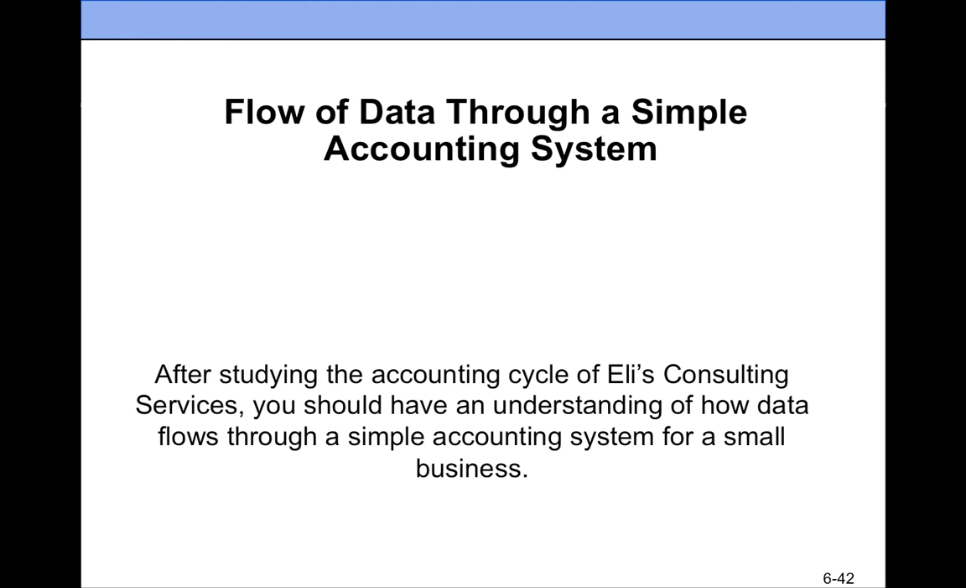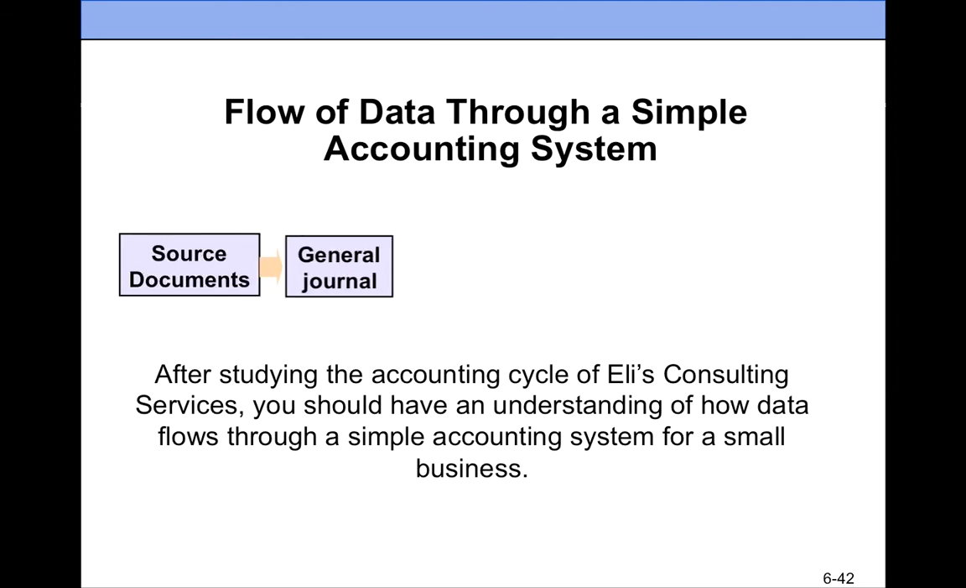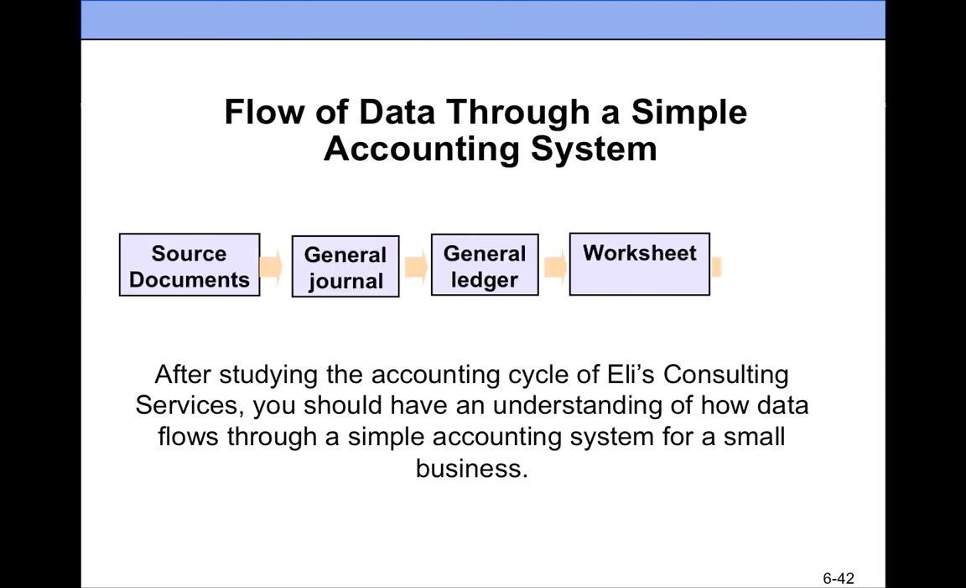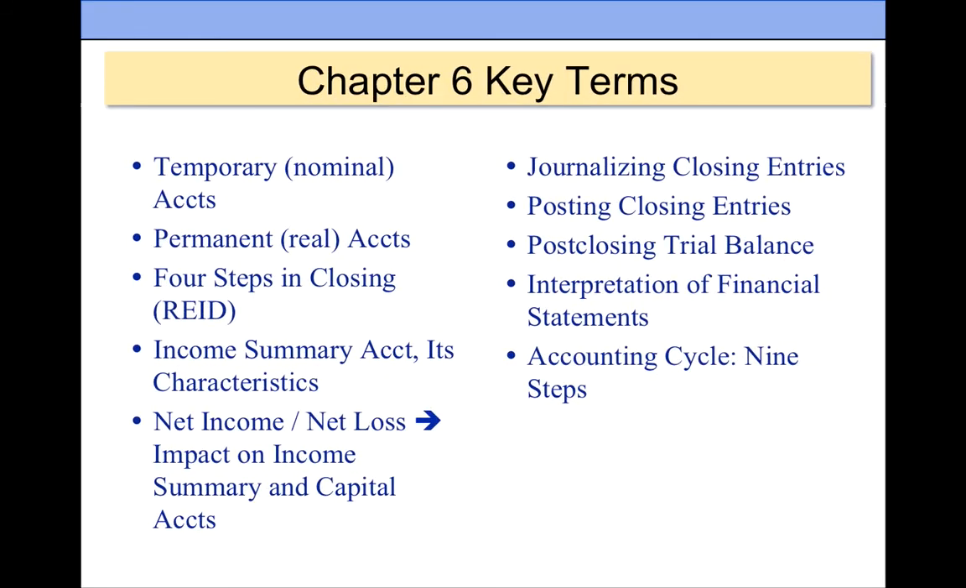And the last slide here, guys, flow of data through a simple accounting system. We have source documents. We use them to analyze business transactions and journalize them. Then we post them to the ledger. Then all the data was moved to the worksheet. And then we prepared financial statements using the amounts from the worksheet. And these are the key terms for chapter 6.